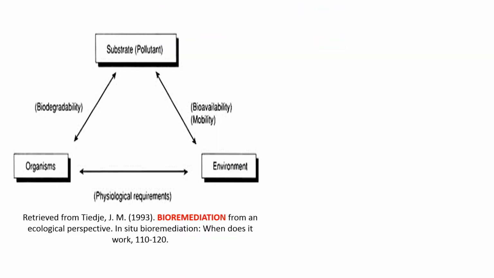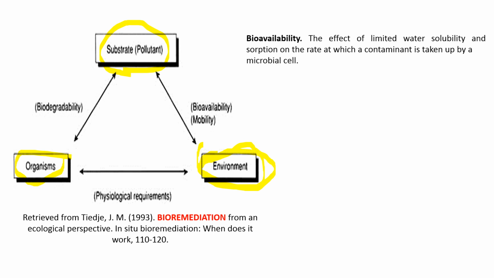Okay, so here again, bioremediation has three different things that are heavily involved. So obviously the first one is a pollutant, and the next one is the environment where the pollutant is present, whether it is soil or air, and of course the organisms. So what is bioavailability? The terms that connect these three factors of bioremediation are bioavailability, biodegradability, and physiological requirement.